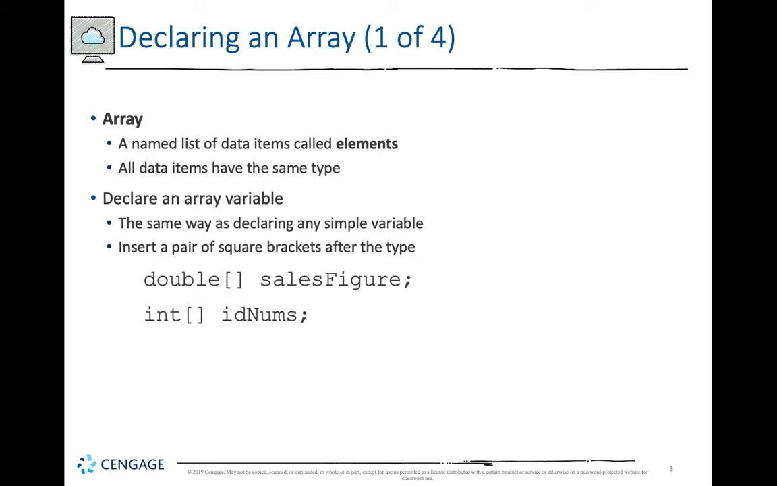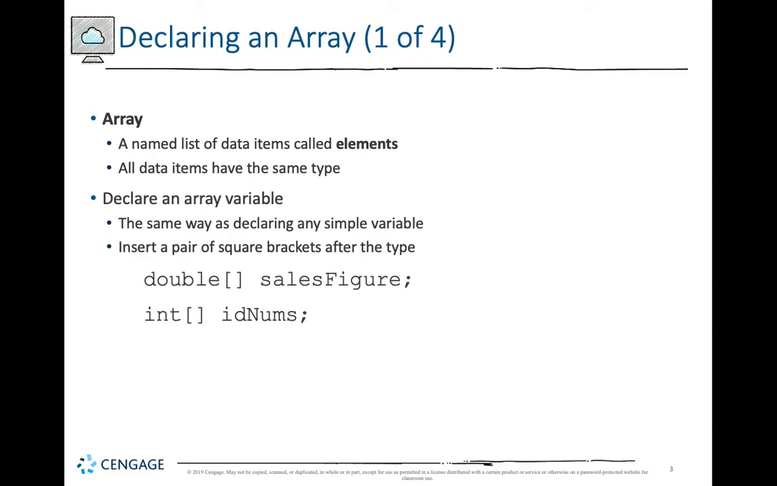All data items in an array are the same type. This isn't like in JavaScript where you can have JSON objects, and in a JSON object, you can have different types of data. This isn't like that. In Java, in an array, everything has to be the same type because you're replicating it across memory.